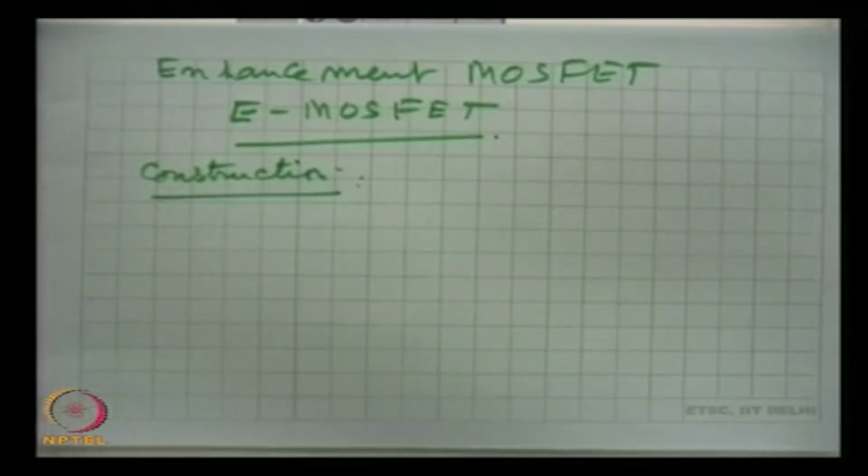The construction of enhancement MOSFET is very similar to the depletion MOSFET, but there is one major difference, and that difference makes the whole difference in its operation, in its characteristics. And the difference is that channel does not exist at all initially.